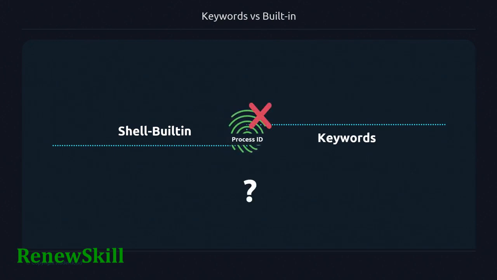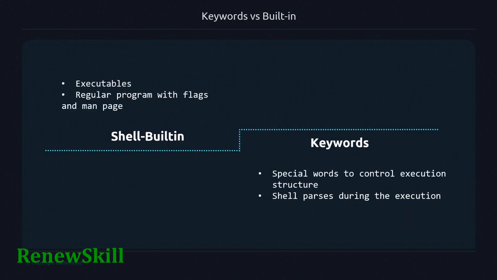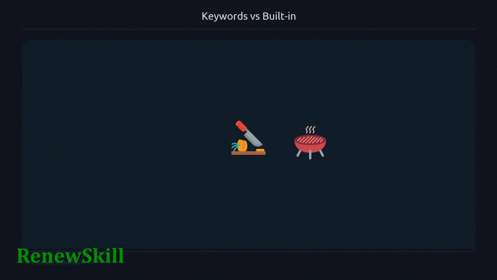The key distinction between the two lies in their usage. Shell built-in commands are, in essence, programs that can be executed on the command line without generating a process ID. Conversely, keywords serve as instructions for control structures such as conditionals and loops, conveyed through special characters or commands parsed by the shell interpreter.